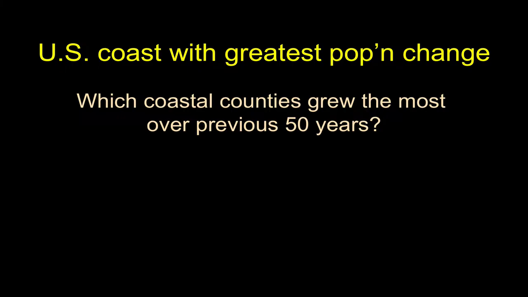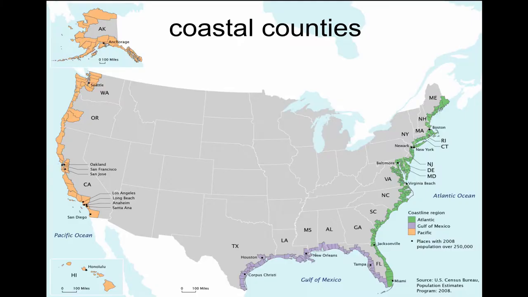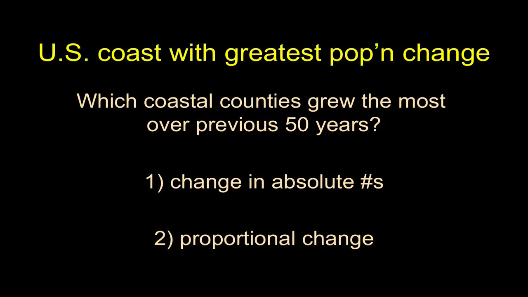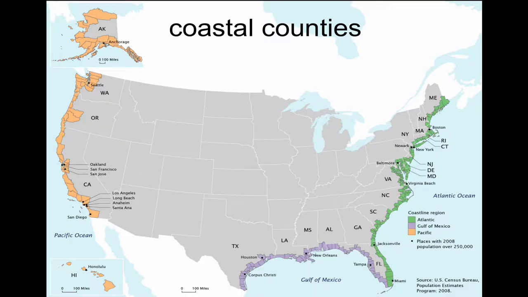Okay, so here's my question. Of these coastal counties, pretty much you guys can probably think of them all, but they're all areas of our country. Which coastal counties grew the most over the last 50 odd years? So I want a list of which ones grew the most in terms of just raw numbers of people being added to them, and then which ones grew the most in terms of proportional difference. Okay, those are our votes.